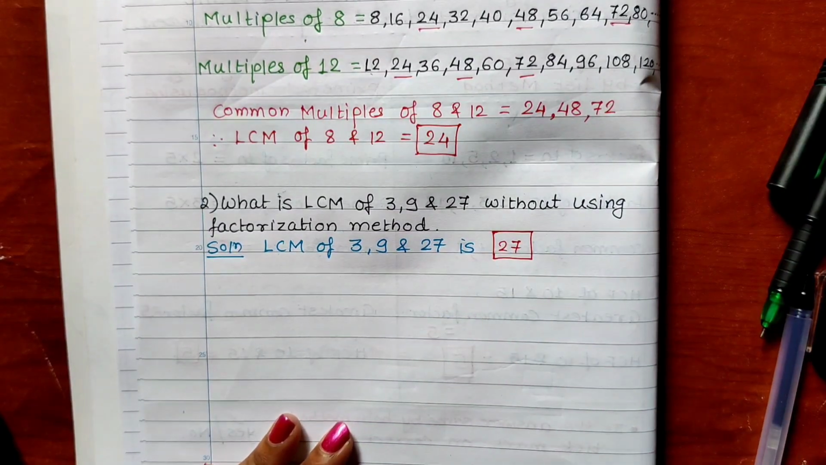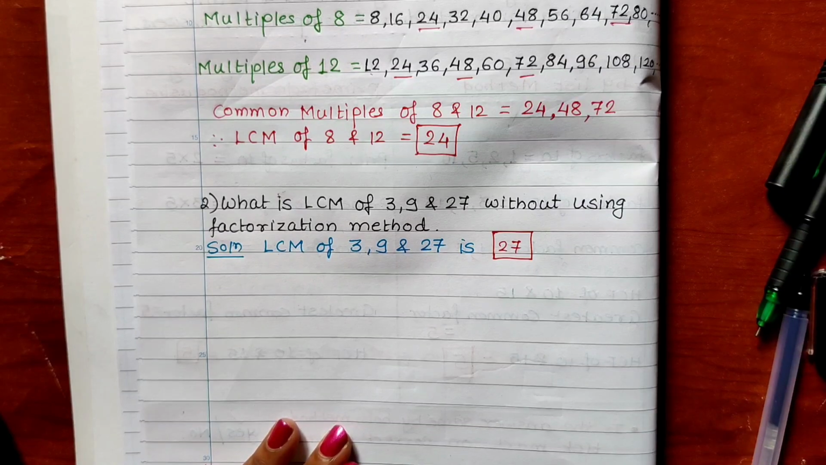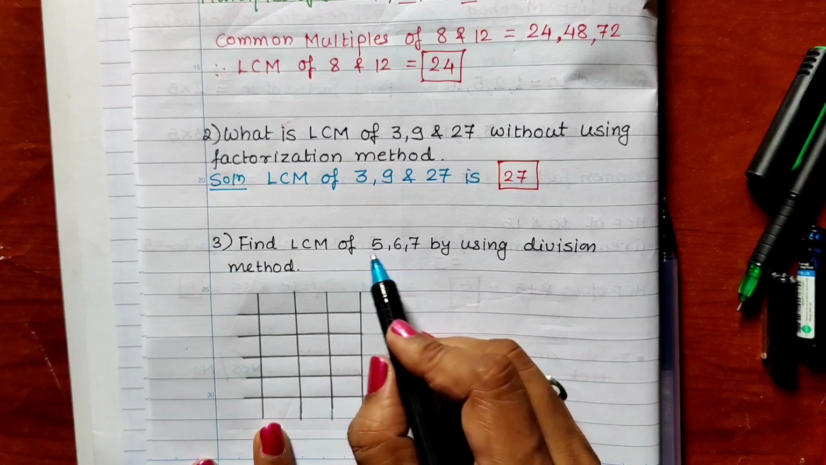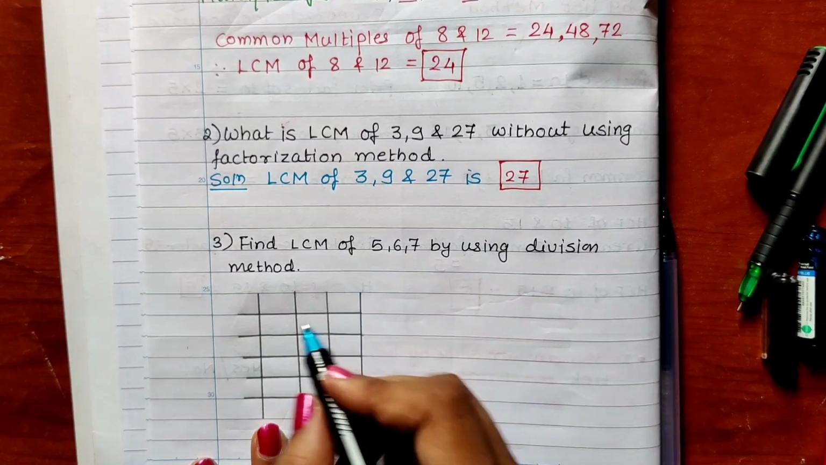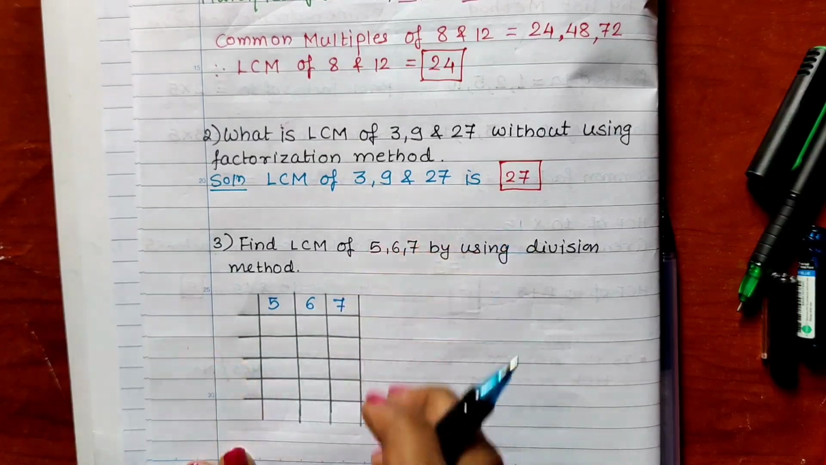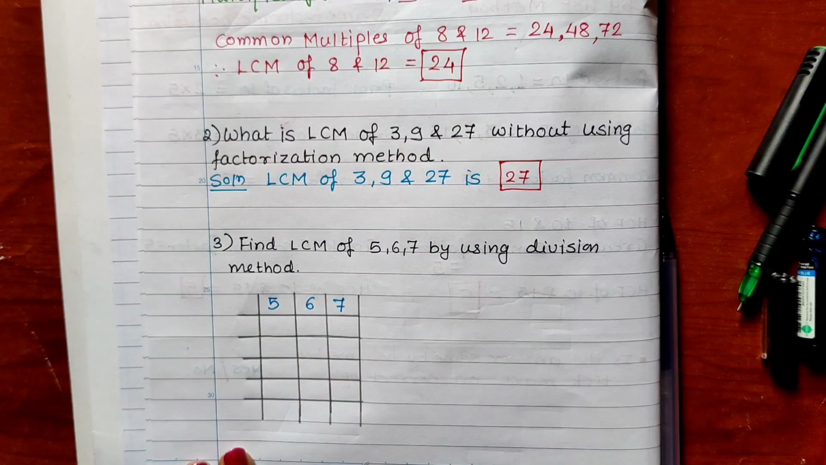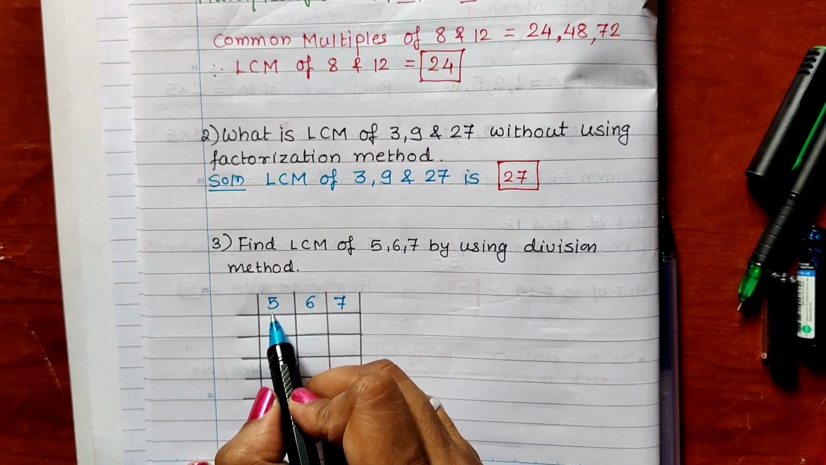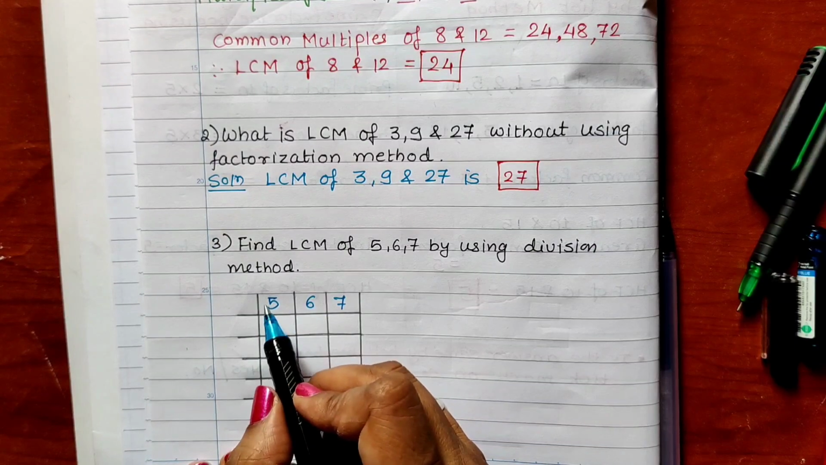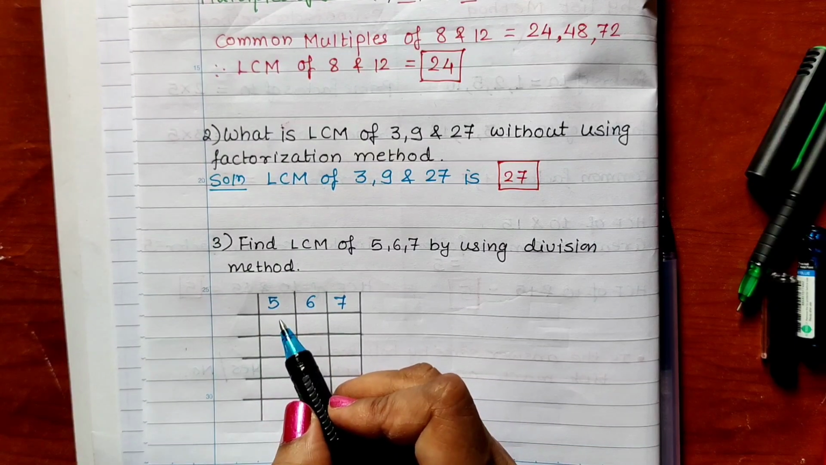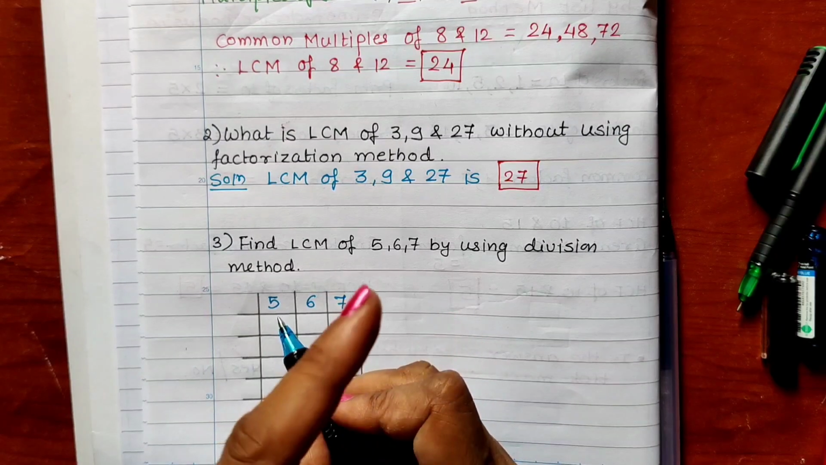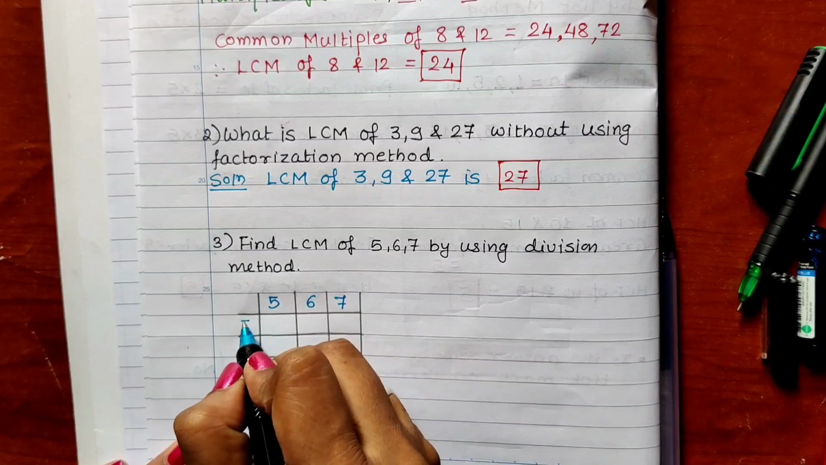Now let us see the third sum from this practice corner. So the next question is, find LCM of 5, 6, 7 by using division method. So 5, 6 and 7, we have to use division method. So you have to draw the columns like this. Now first number is 5. By which number 5 is divisible? 5 is a prime number. It is not divisible by any other number than 1 and itself. That means 5 is divisible by 1 and 5. So 5 is divisible by 5.